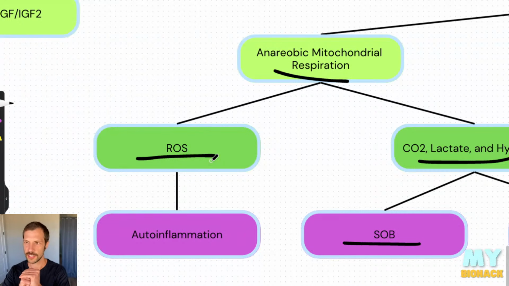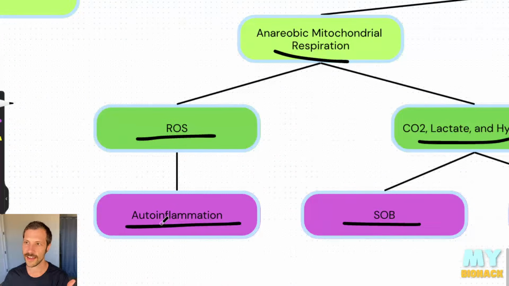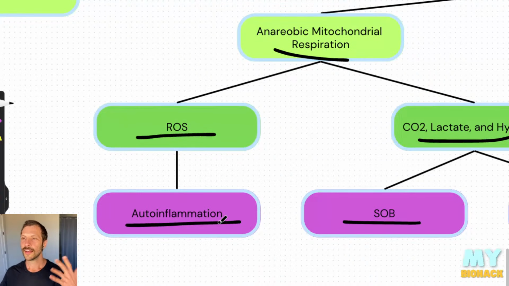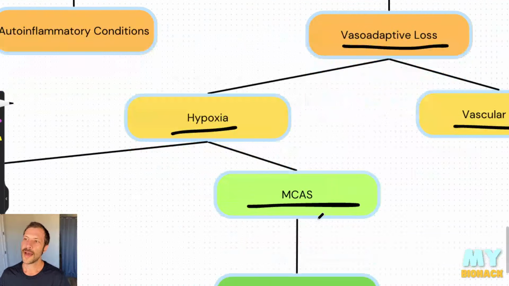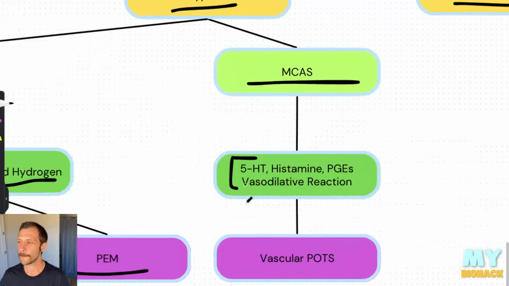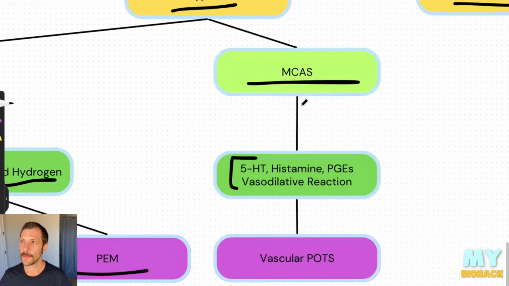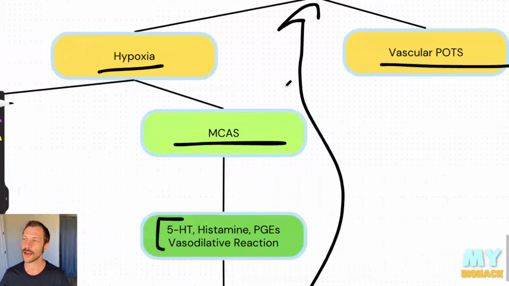Reactive oxygen species cause what's called autoinflammation. So if you have an autoimmune disease, that's part of this process. Auto means that your body's attacking itself, and inflammatory means that it has an inflammatory response. Okay? And then the other channel of this is getting mast cell issues. That causes issues with vasodilative granules that mast cells secrete, and that also leads back to vascular POTS. It feeds back on this cycle here, you know, like it's going to go back up here.